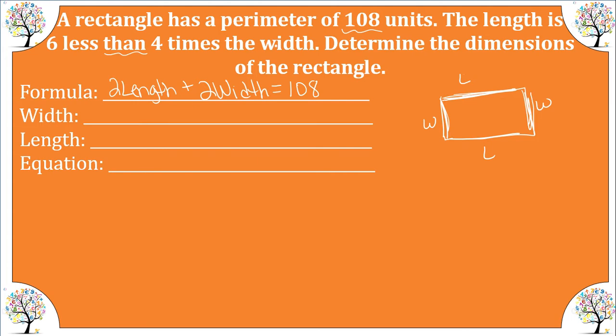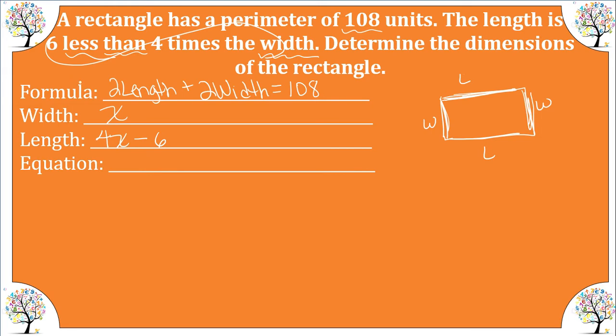So in this situation, we know nothing about the width. So let's let width be X and use X to represent length. The length is 6 less than, so less than, we're going to flip-flop. 6 less than 4 times the width. Well, X is width, so we're going to say 4X. And it's less, so that means subtract 6. So width is X, length is 4X minus 6.